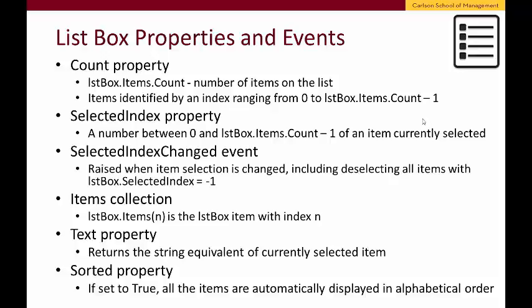One of the most widely used properties is the items collection, returning an item in the ith position, which is often used when processing items on the list. Finally, when the list box sorted property is set to true, all the items are automatically displayed in alphabetic order.